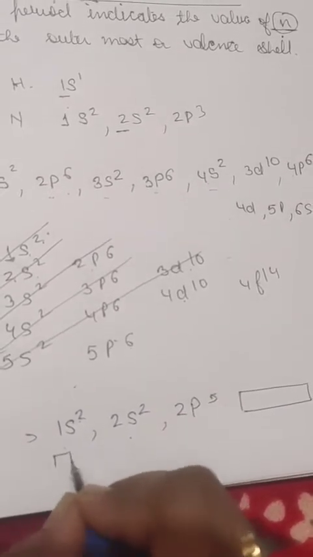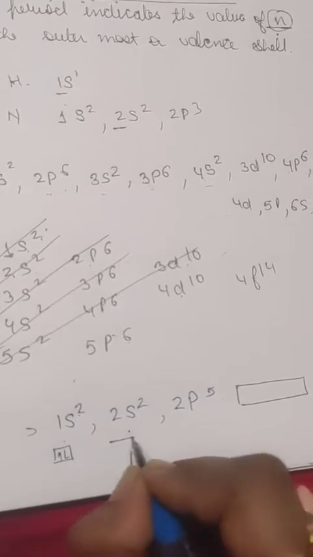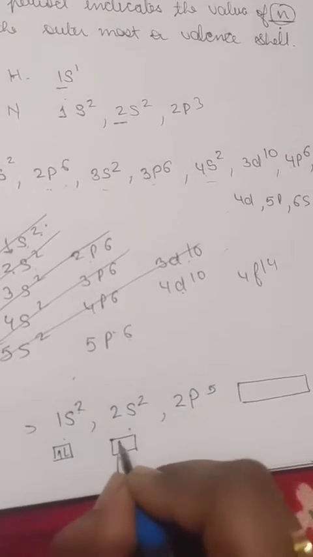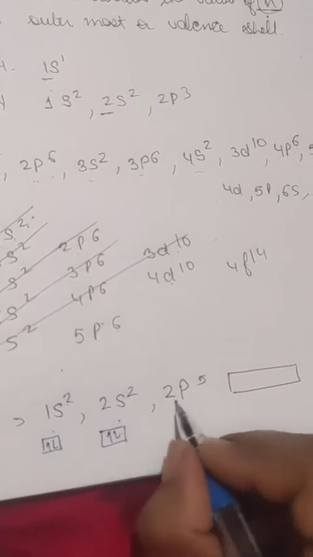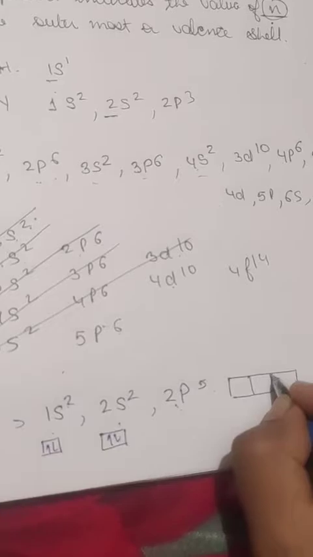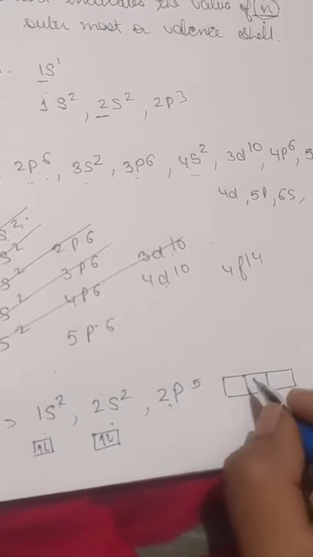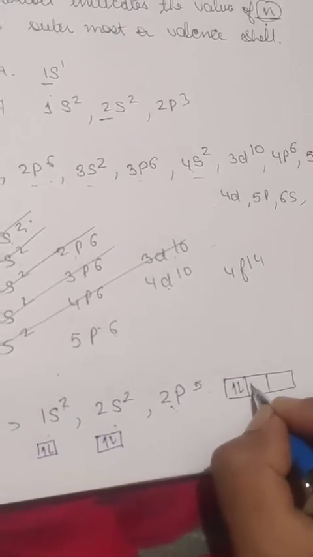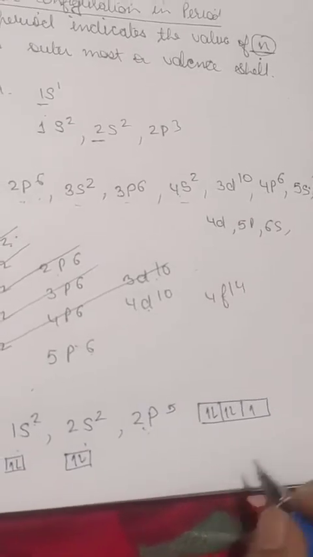For 1s it will be 1s like this, and then for 2s, the accommodation will be a maximum of 2 electrons, and for 2p5 it will be having 3 blocks. Okay, so like this. The filling will be done first this and this. So this is how the filling will be done.